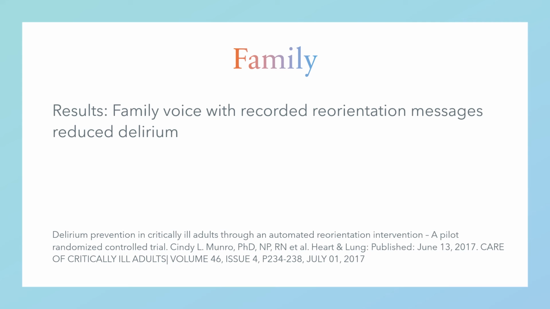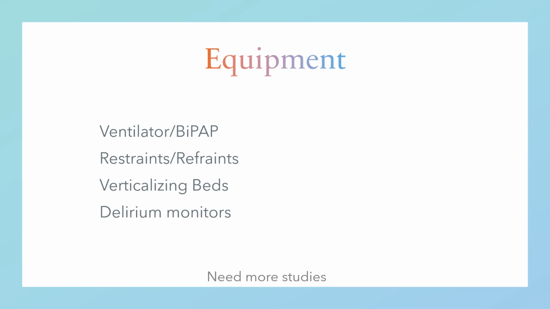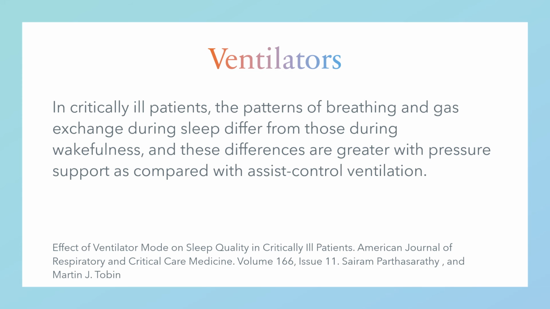One study showed that family voice with recorded reorientation messages reduced delirium. It is not only talking, touching, interaction, and interventions such as music and sleep that play a role in reducing delirium. In fact, equipment is needed to help patients avoid delirium. This includes types of respiratory rescue machines, restraint alternatives, verticalizing beds, and monitors. This is the study that shows us that assist control ventilation is preferred over pressure control for sleep.